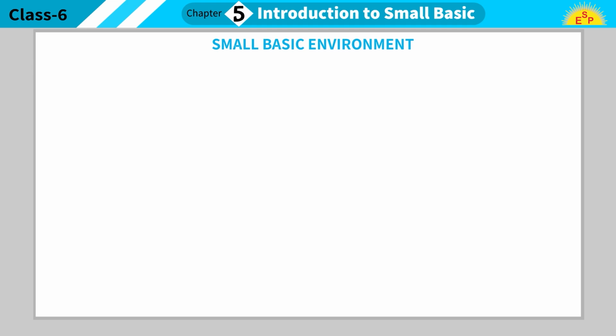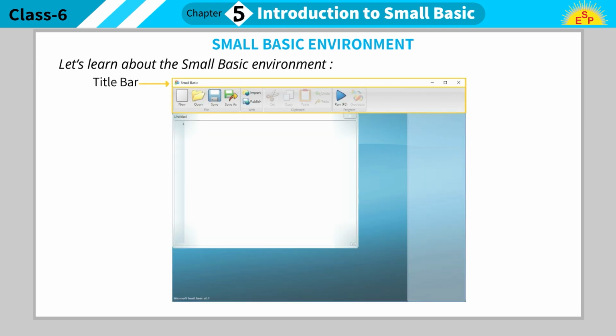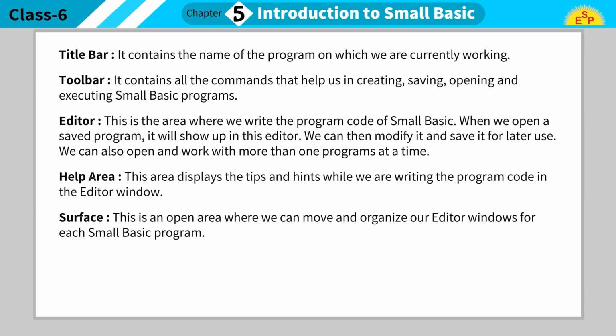Small Basic environment. Let's learn about the Small Basic environment. Title bar, toolbar, editor, surface, help area. Title bar: it contains the name of the program on which we are currently working. Toolbar: it contains all the commands that help us in creating, saving, opening and executing Small Basic programs. Editor: this is the area where we write the program code of Small Basic.